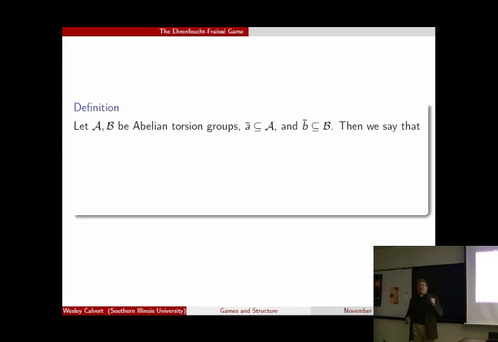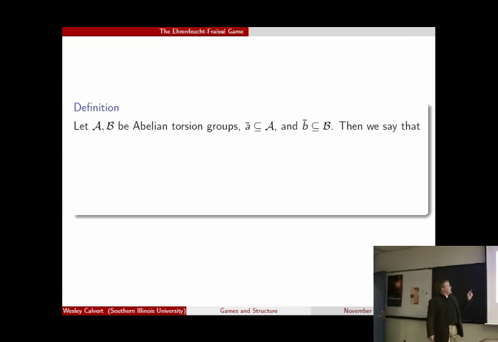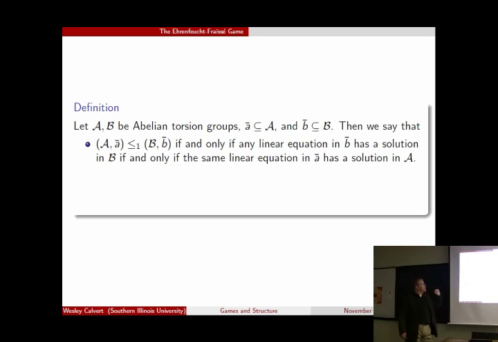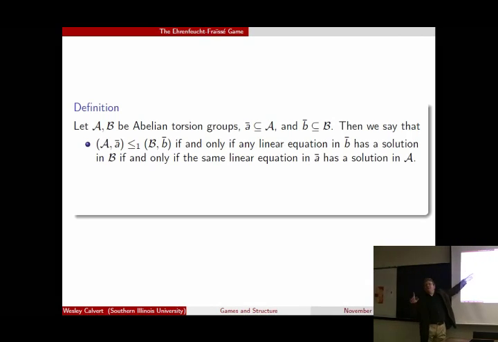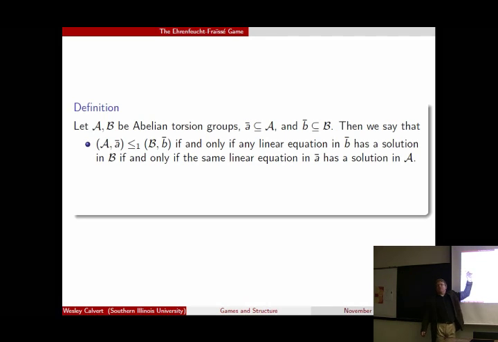So here's another statement of the same game. Take a couple of Abelian torsion groups and some tuples within them. So the one-turn game says any linear equation here has a solution there. Or any linear equation with a solution here has a solution there.